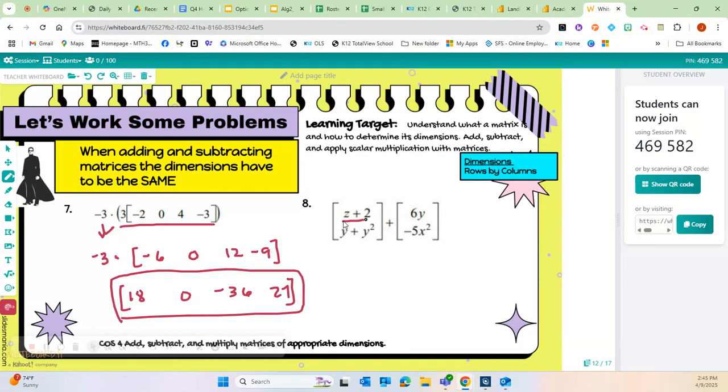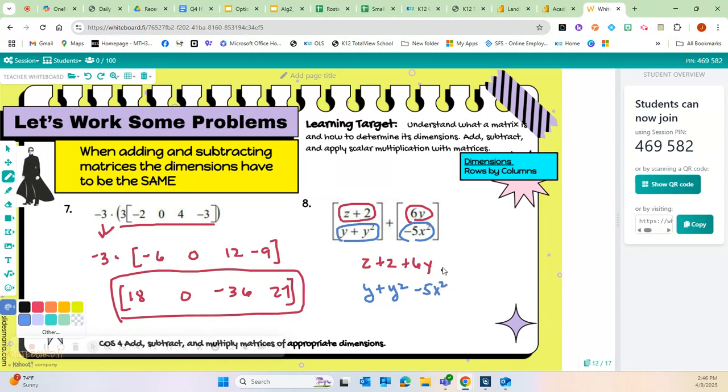So I would add this quantity, even though it's got 2 terms, it's separated by a plus, so that's one quantity, plus this quantity. That's going to be z plus 2 plus 6y. None of those are like terms, so I cannot actually add them. And then I'll add this quantity with this quantity, and that's going to give me y plus y squared minus 5x squared. And then we just have to leave it like that. So this looks kind of weird. I thought this was a good example for us to talk about.